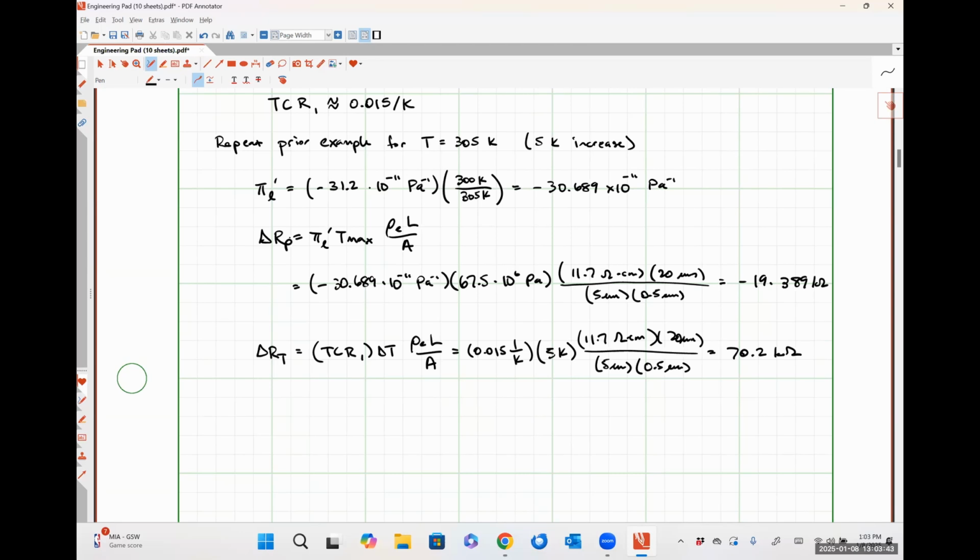So let's call that one delta R P because it's a change in piezo-resistive coefficient. And delta R T is because of a change in resistivity due to temperature.